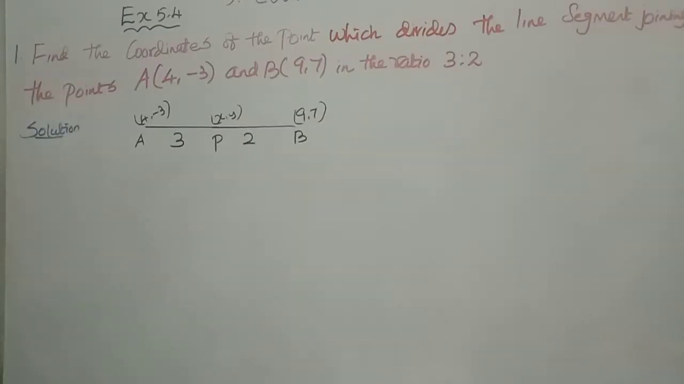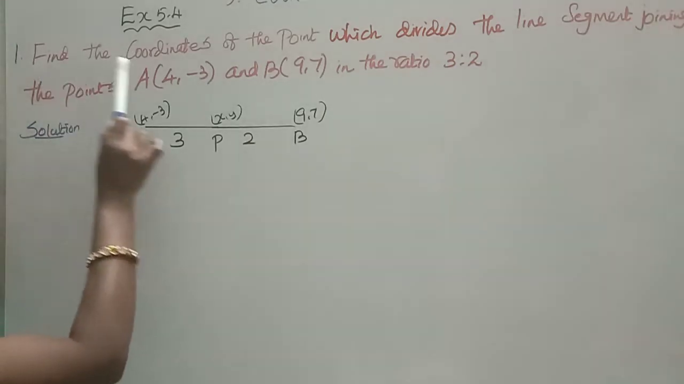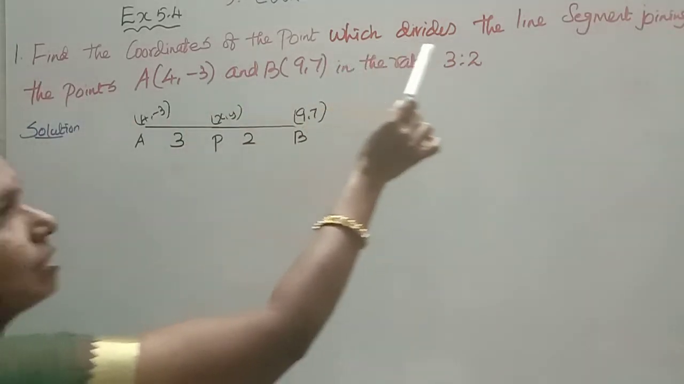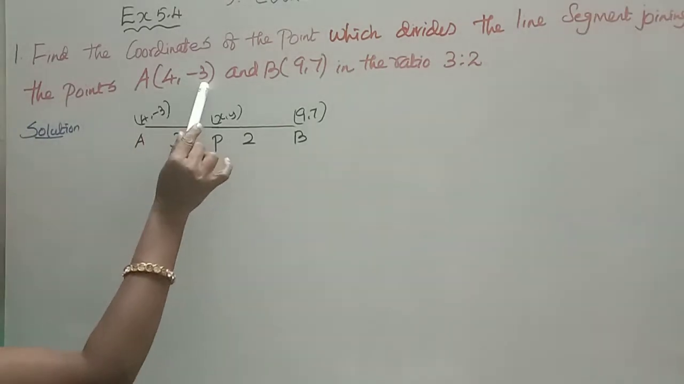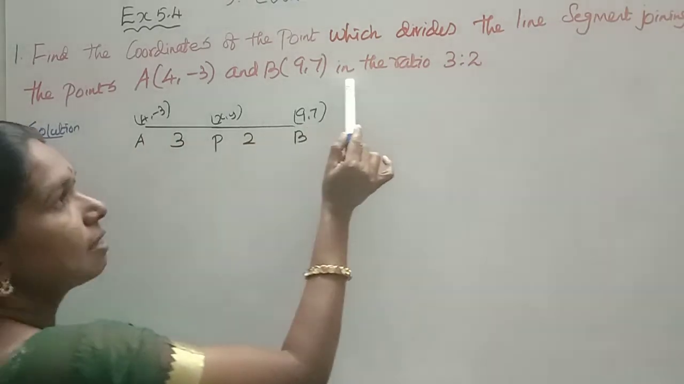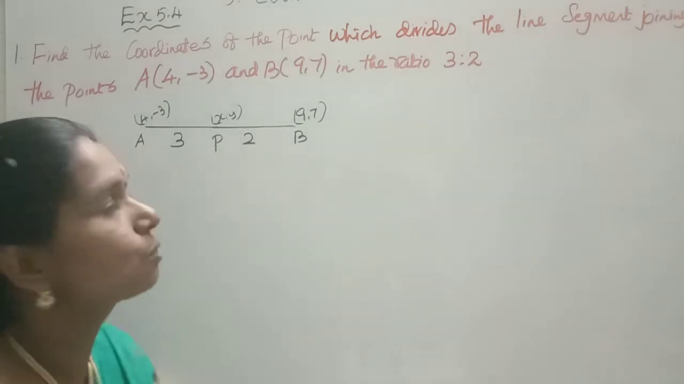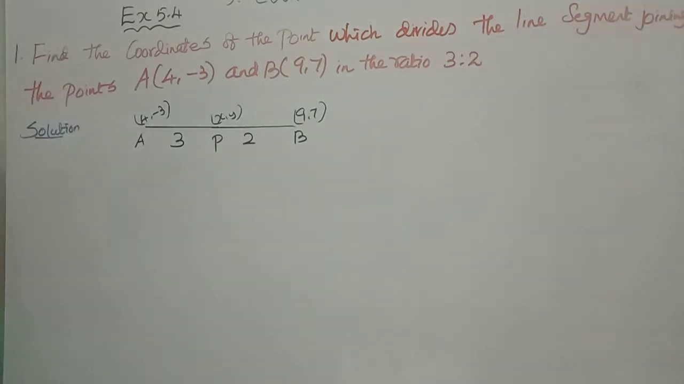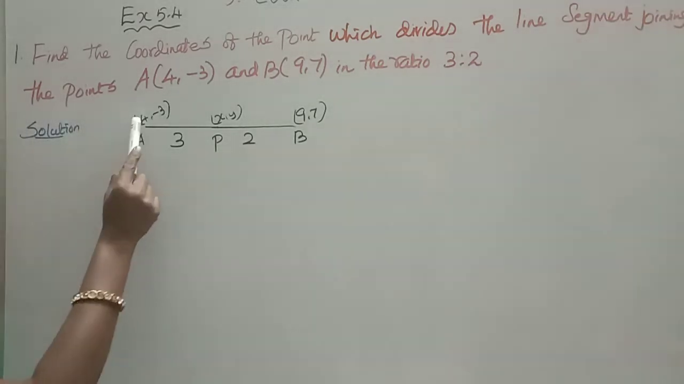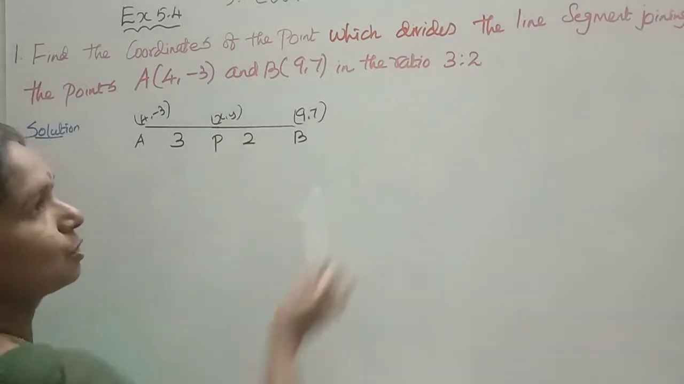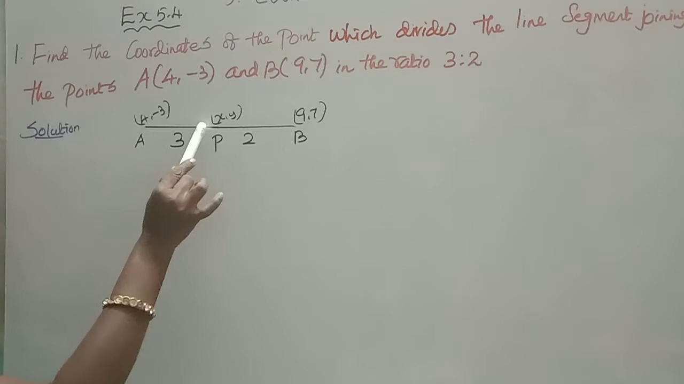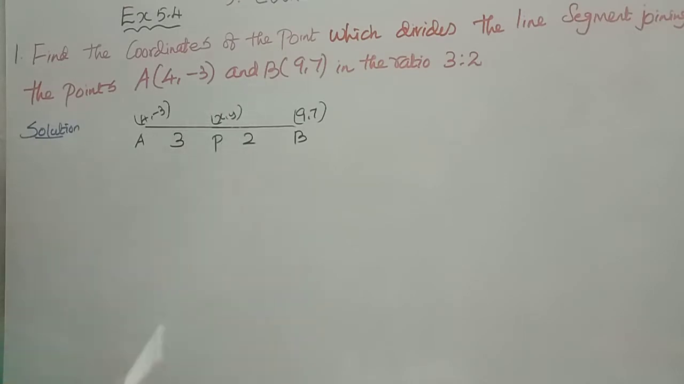Okay, first sum, exercise 5.4. Find the coordinates of the point which divides the line segment joining the points A of 4 comma minus 3 and B of 9 comma 7 in the ratio 3 is to 2. Here they have given the line AB, the coordinates of A and of B, and the ratio 3 is to 2. Now you are going to find the coordinates of this P, P of x comma y.